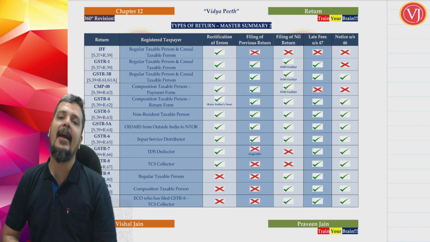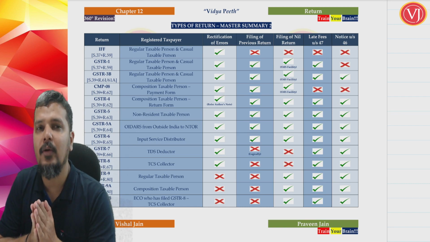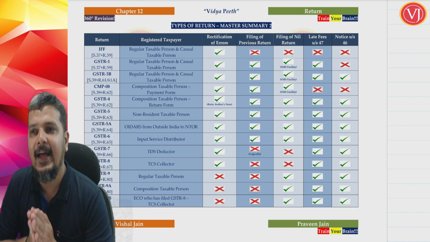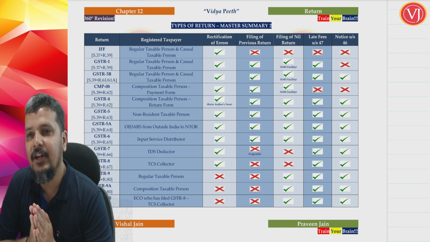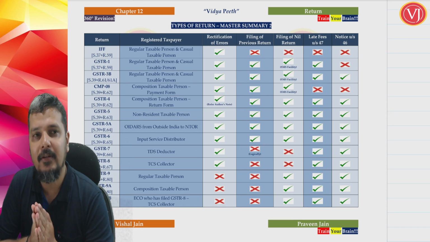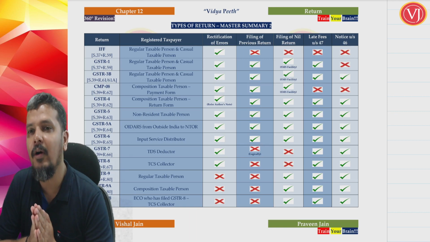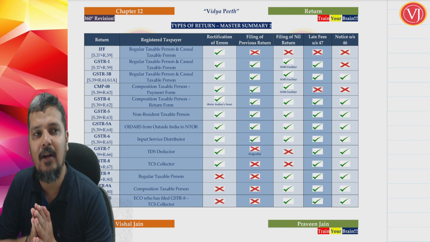If you have made a mistake in a return, can you revise your return? No. Revision is not possible. You don't have a chance to revise your return.